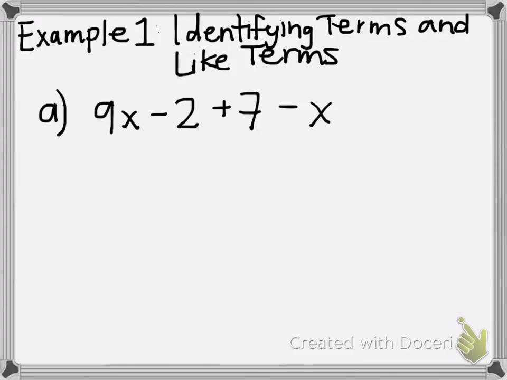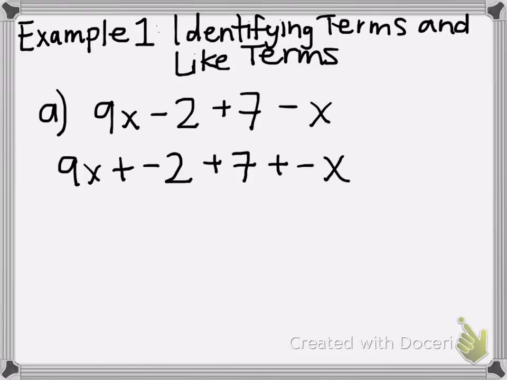Okay, now first things first, I would like you to rewrite this as a sum of terms. So remember, popcorn, now we're going to rewrite it as 9x. I see a subtraction, so I'm going to add the opposite. And then this is positive, this is an addition problem, so I'm going to go ahead and write it just as is. Stop! I see another subtraction, so pop, corn, x. Awesome. Go ahead and write that down.